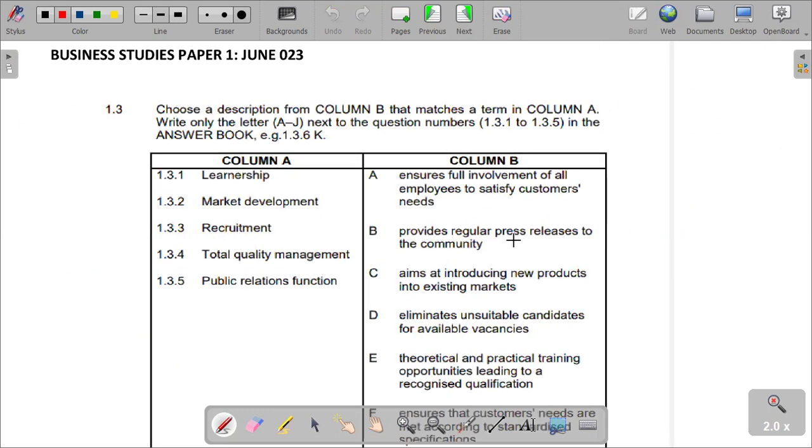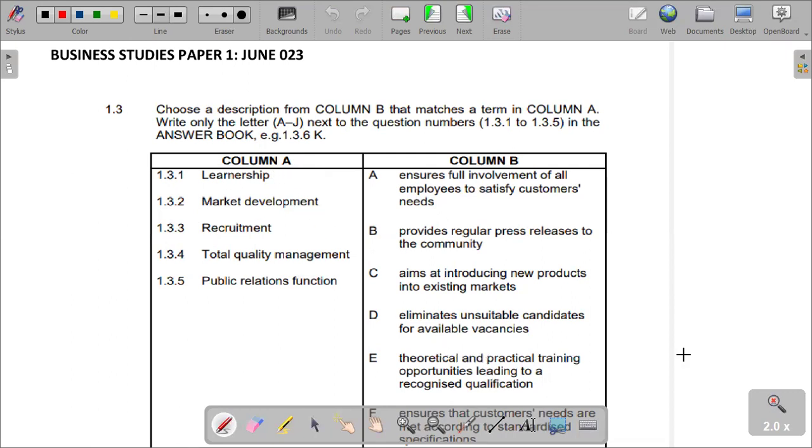Our next question says, choose a description from column B that matches a term in column A. Write only letters A to J next to the question numbers. So like I said, we are supposed to give the answer that fits the term given here. We write the number and then only the letter which corresponds to the answer.